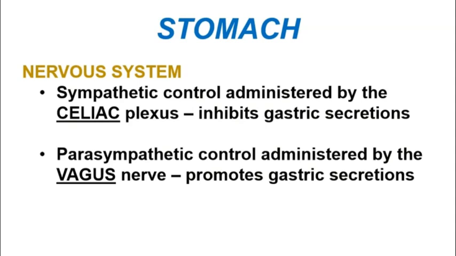The autonomic nervous system controls gastric muscle contractions as well as gastric secretions from gastric glands. We see that the sympathetic division of the autonomic nervous system tends to inhibit gastric secretions as well as inhibiting muscular contractions. A bundle of nerves that is called the celiac plexus is responsible for administering sympathetic control to the stomach. The parasympathetic division typically promotes gastric secretions and also promotes muscular contractions of the stomach. Neurons within the vagus nerve exert parasympathetic control.